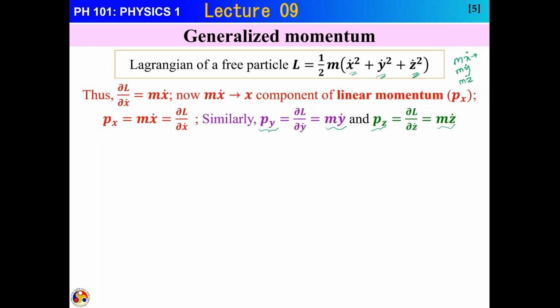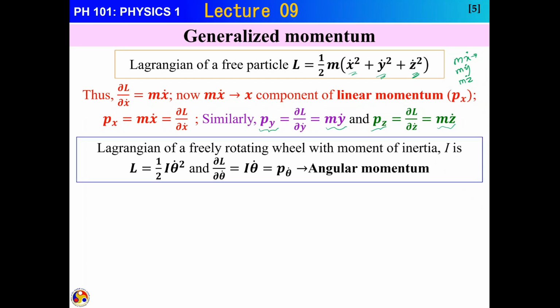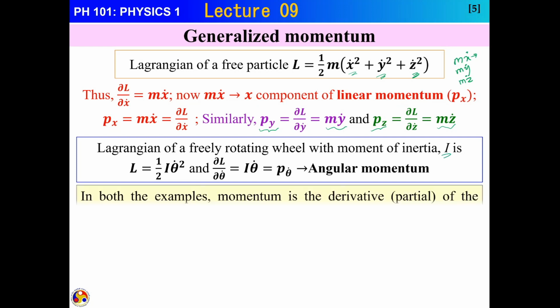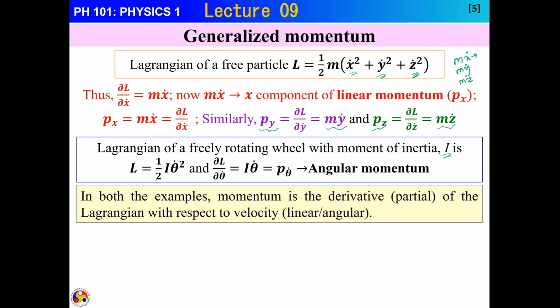That's very well understandable. If I take another example of a freely rotating wheel with moment of inertia I, for which the Lagrangian is half I theta dot square, then taking the derivative of the Lagrangian with respect to theta dot will give us simply I theta dot, which is nothing but what we can express as p theta, which is the angular momentum.